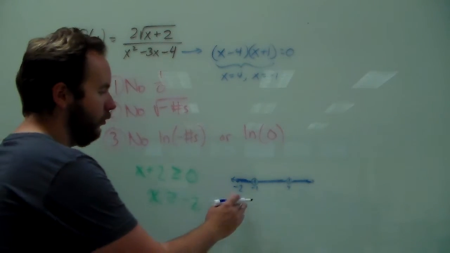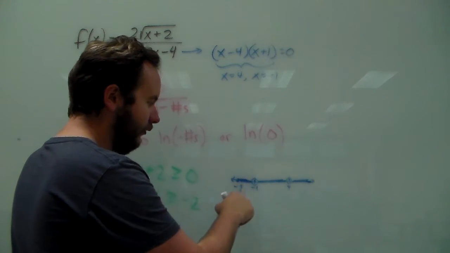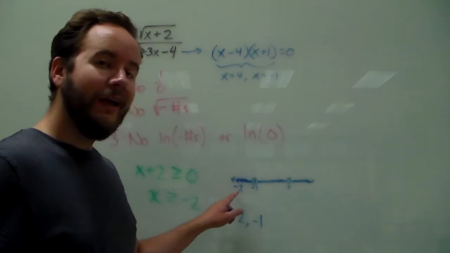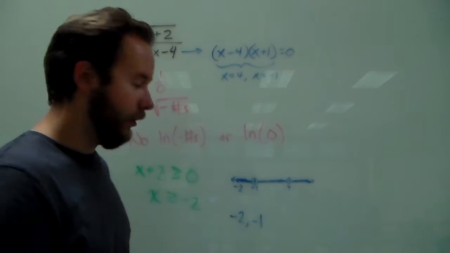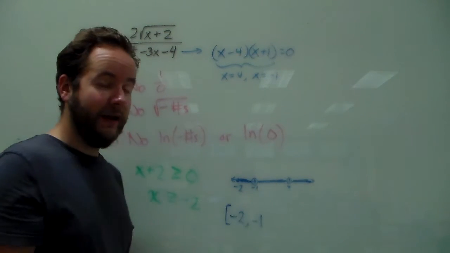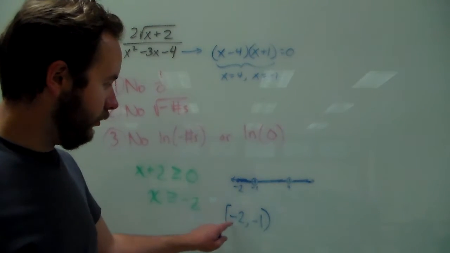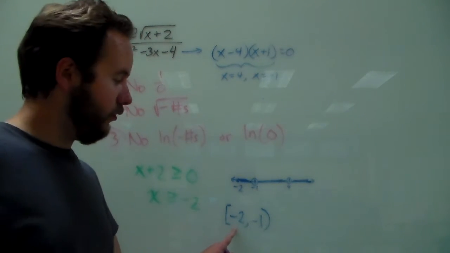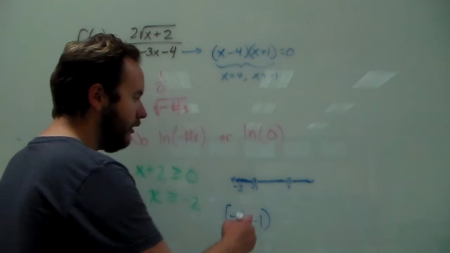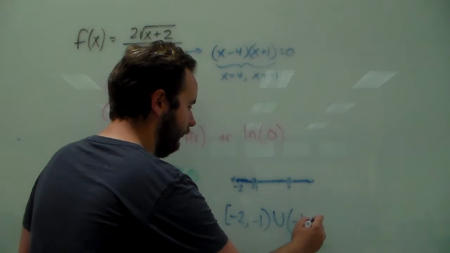Now I need to ask myself, how do I describe this interval in interval notation? Well, I want to take this interval from negative 2 to negative 1, so I'll write negative 2, comma, negative 1. Because I'm allowed to include the negative 2, because it's got a closed circle on it, I'm going to put a bracket on the negative 2. But because I'm not allowed to include the negative 1, I'm going to put a parenthesis on it. I want to include everything from negative 2, including negative 2, but not all the way up to negative 1, not including negative 1. Now I'm going to join that with the interval that goes from negative 1 to 4.